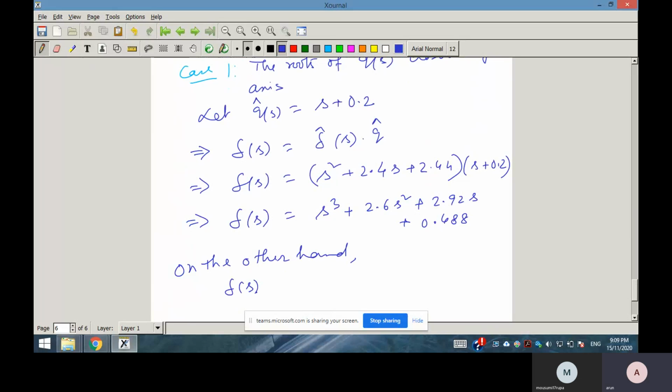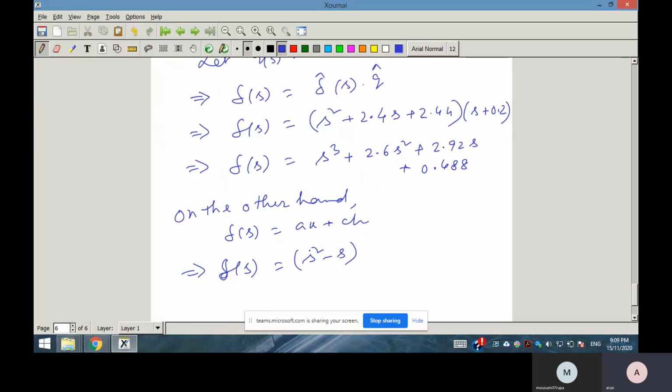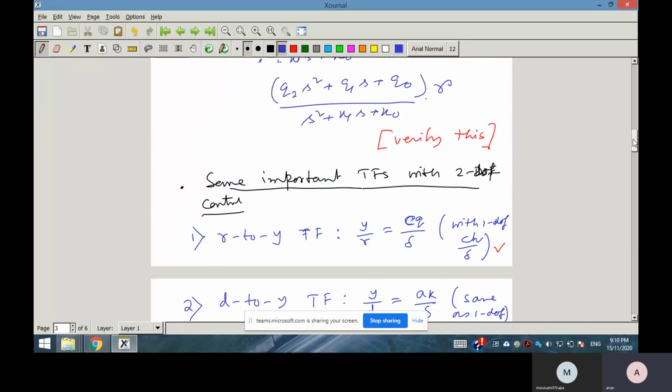On the other hand, what we are getting, delta S is AK plus CH. So this implies again delta S will be equal to what? A is S square minus S, that is the plant pole polynomial, given. And here what will be the controller order needed? Your plant order is 2. So controller order will be what? N minus 1. We have already seen.